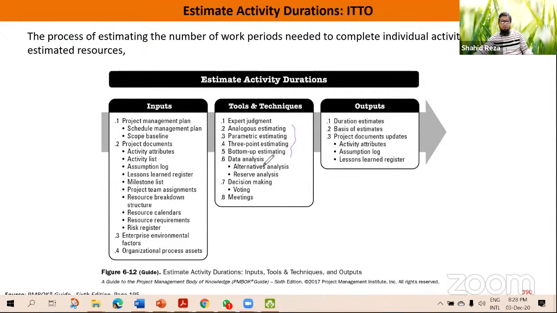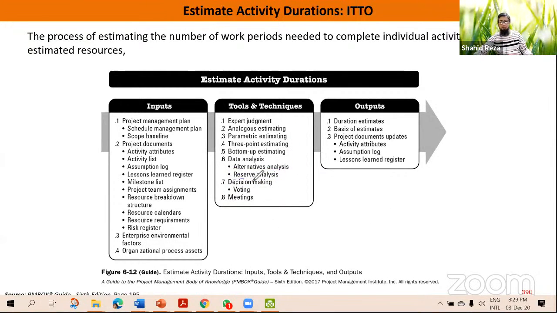Okay, next is data analysis, and there are two analyses you can use. One is alternative analysis, which we already talked about. So you can have plan A and plan B also for the estimation of this task. Reserve analysis is very important. From now on, most probably in every chapter you will see this reserve analysis. So what is actually reserve analysis?